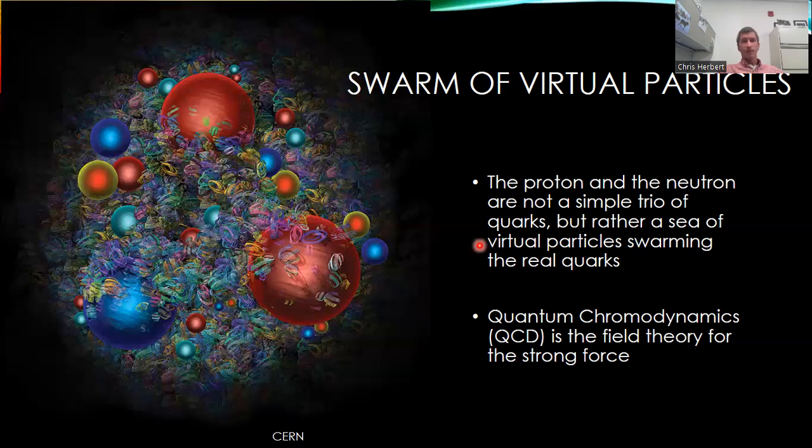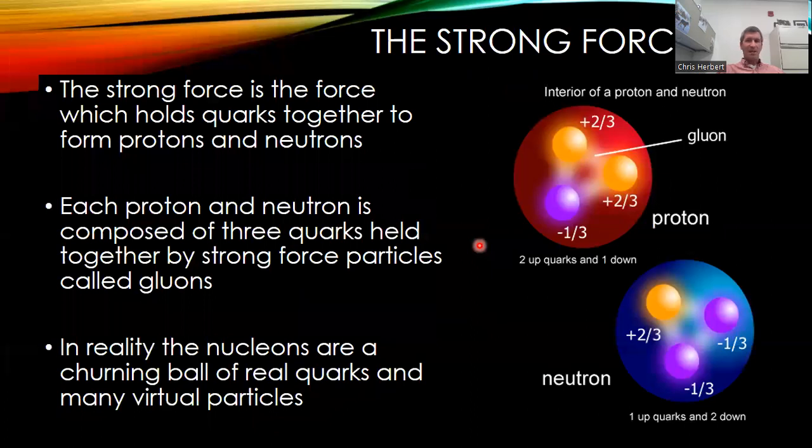We need this bubbling cauldron of virtual particles popping in and out of existence to produce what we see as the proton and the neutron. And quantum chromodynamics is a field theory that governs this type of interaction. So again, we sort of represent the protons and the neutrons with the simpler model.